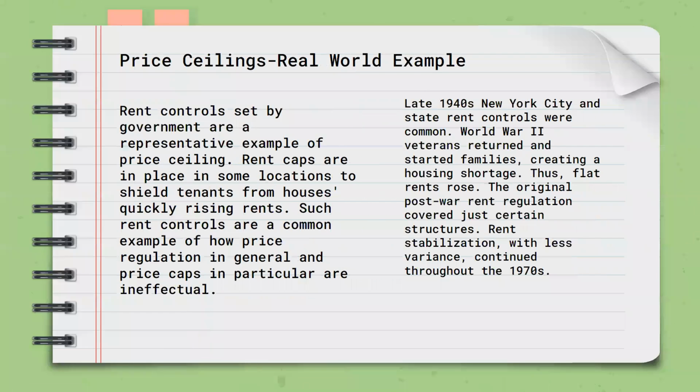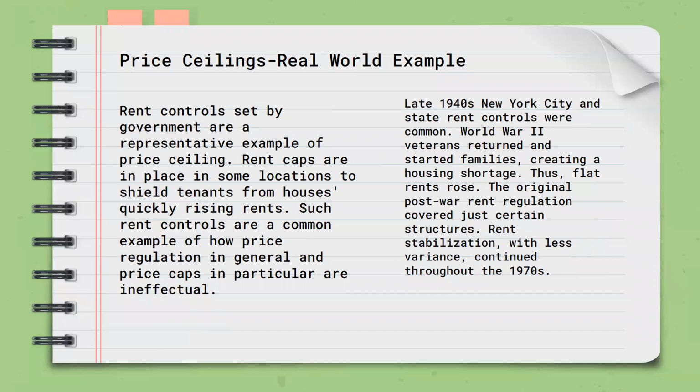I'm introducing the real-world example of price ceiling. Rent controls set by governments are a representative example of price ceiling. In the late 1940s, New York City and state rent controls were common. World War II veterans returned and started families, creating a housing shortage, thus flat rent rose. The original post-war rent regulation covered just certain structures.